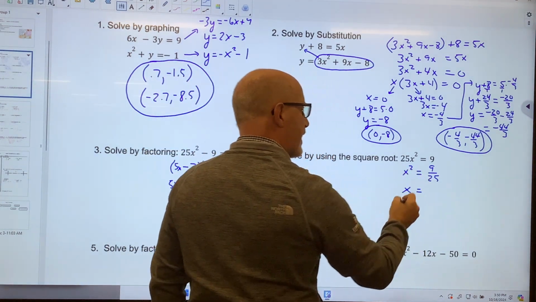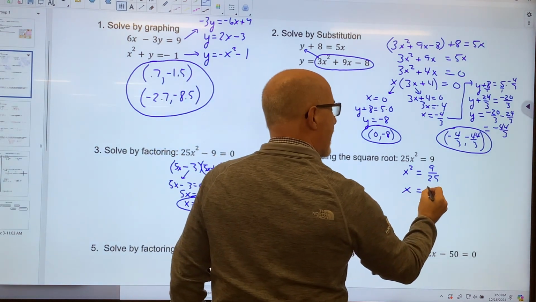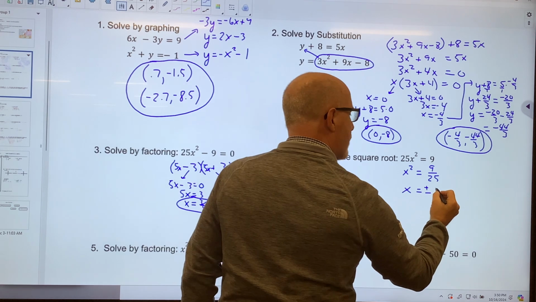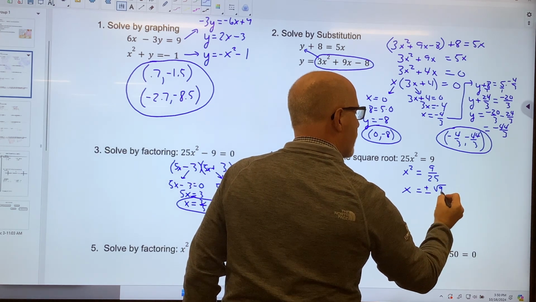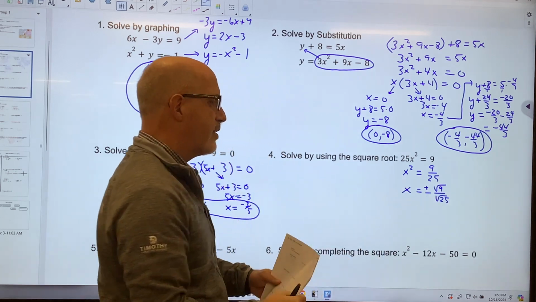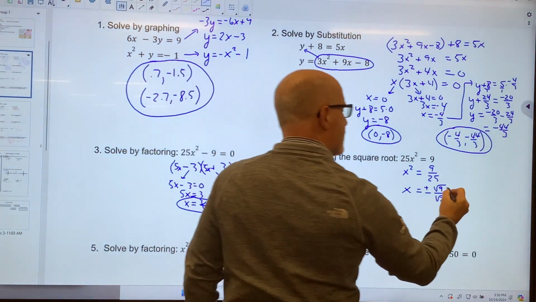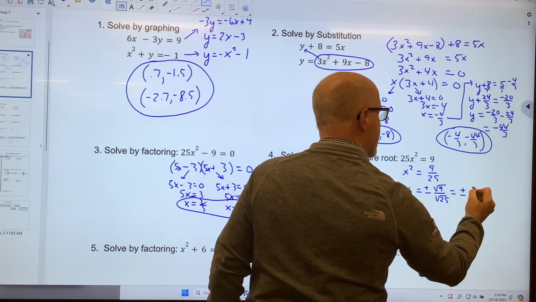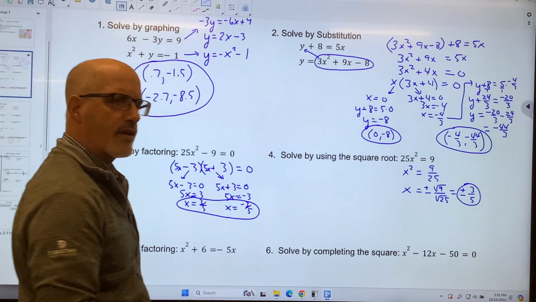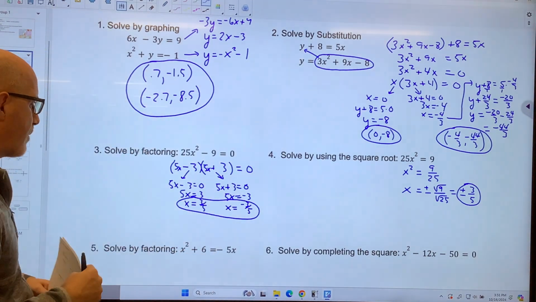Technically, the square root of x squared is absolute value of x, but we skip that step. But we have to include a plus or minus on this side. And then we take the square root of 9 over the square root of 25. When you take the square root of a fraction, you can write it as the square root of the top over the square root of the bottom. And that just becomes plus or minus 3/5, which is the exact same answer that we got over here. I think it goes a little quicker if you use those perfect squares for a pattern like this.